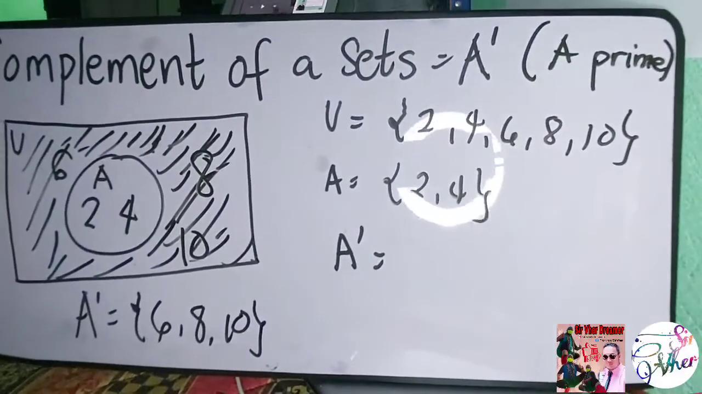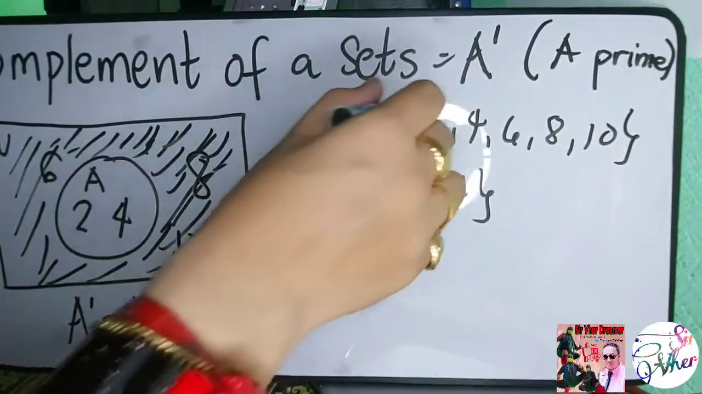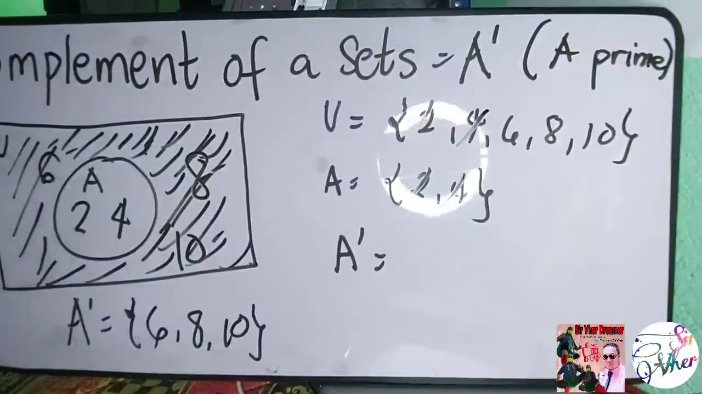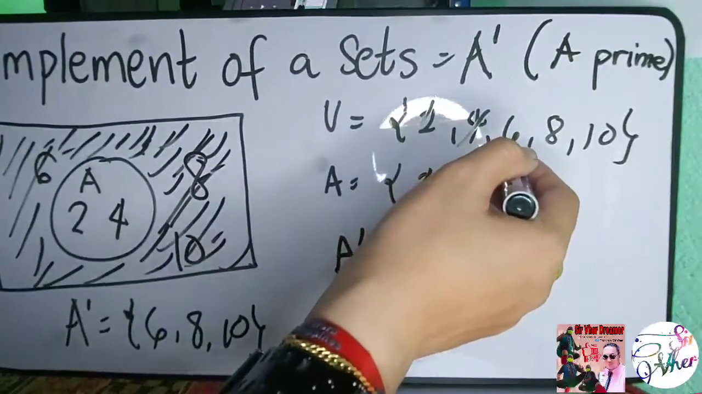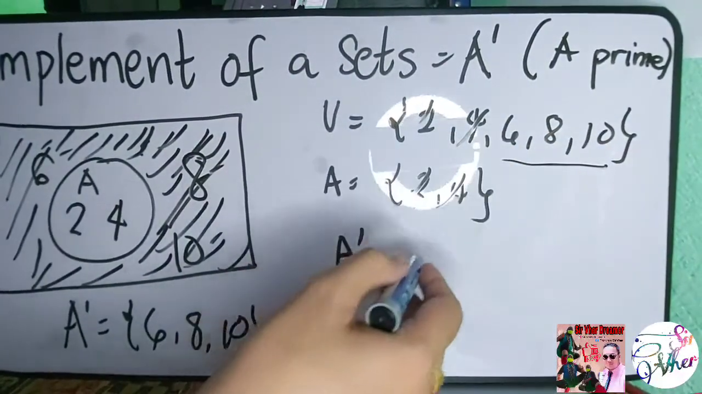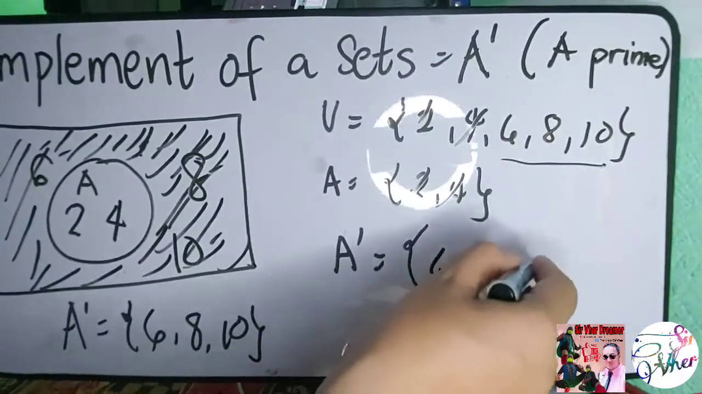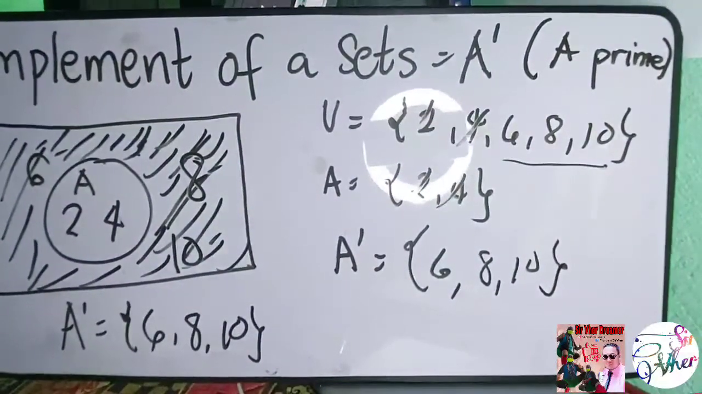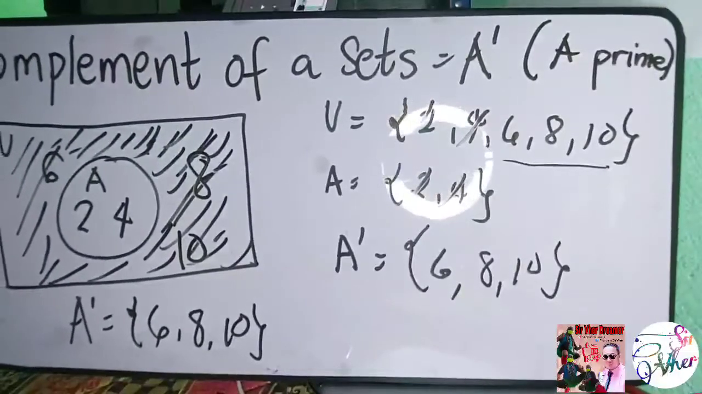So if we are going to answer this one, we just cross out the common elements. And what are the elements that are not contained in set A, which can be seen in the universal set? So we have 6, 8, and 10. So there, that is the complement of A. All the elements that are not contained in set A. Okay? Did you get it? Very good.